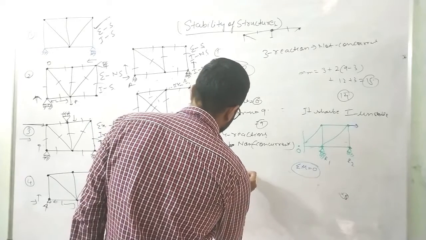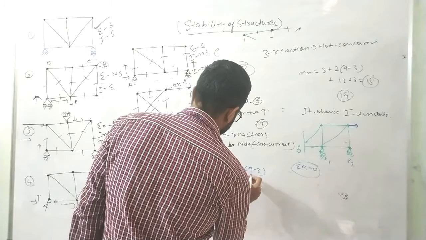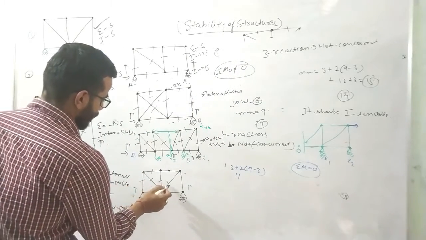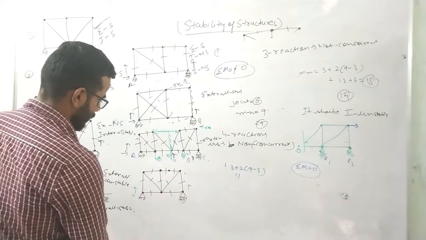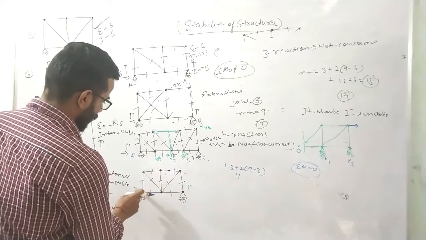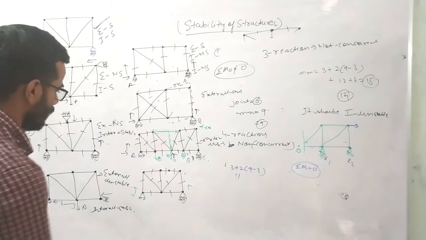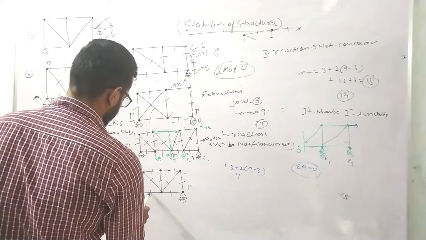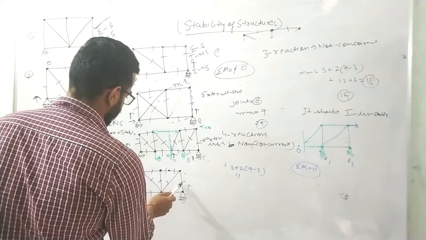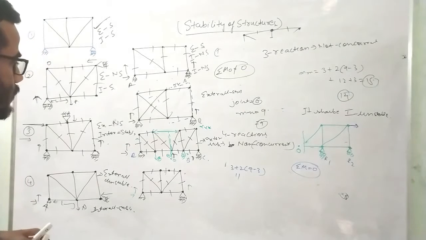The minimum is 3 plus 2 into 7 minus 3, that is 4, 8 into 3, 11. 11 members. How many members are there? 1, 2, 3, 4, 5, 6, 7, 8, 9, 10. 10 members are there.